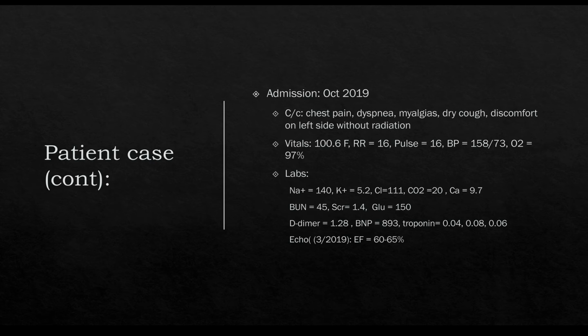The BUN is 45 and serum creatinine is 1.4, which was mildly elevated. D-dimer is 1.26. BNP is 893. Troponin was also measured. Echo in March of last year showed an EF of 60 to 65%. So she has mildly elevated potassium and signs and symptoms of chest pain, dyspnea, and muscle ache.